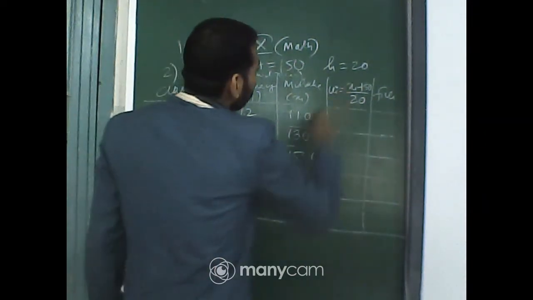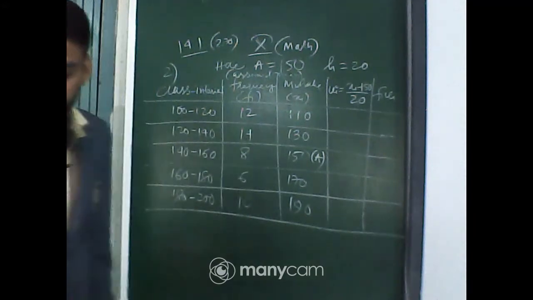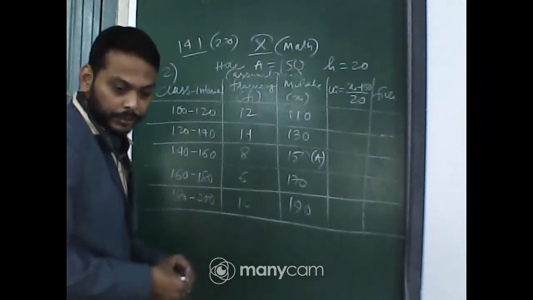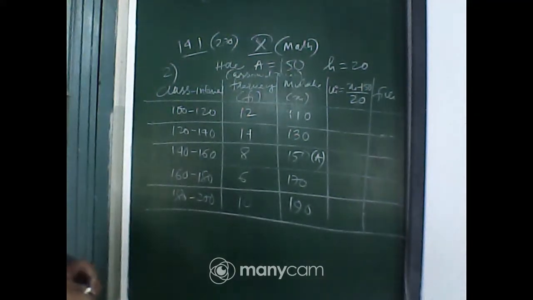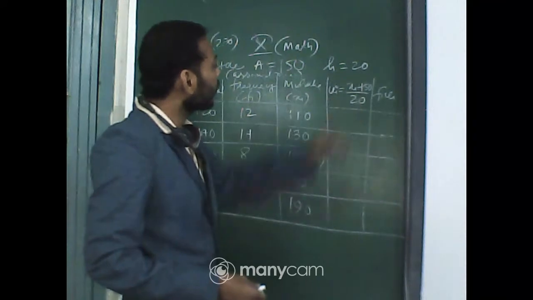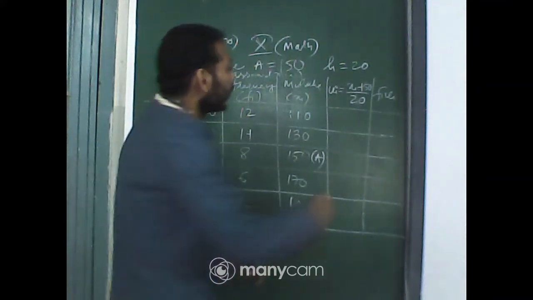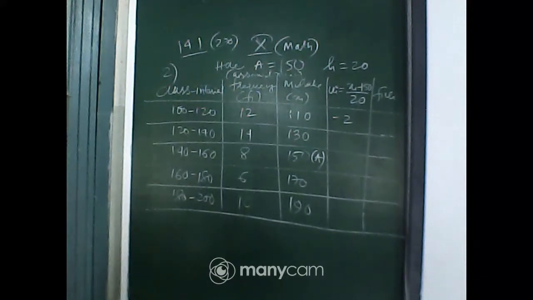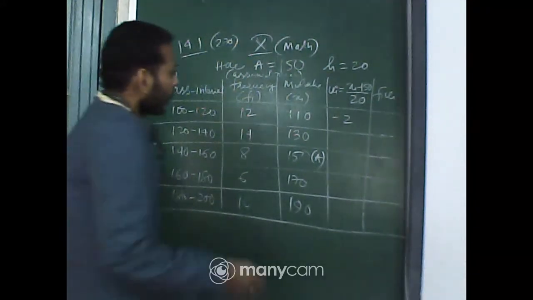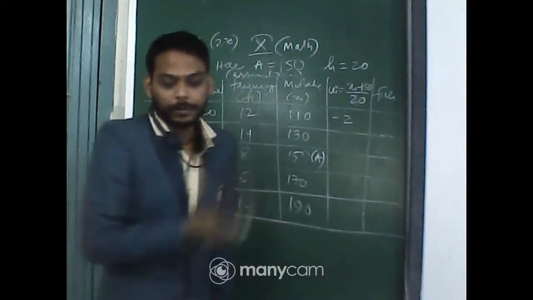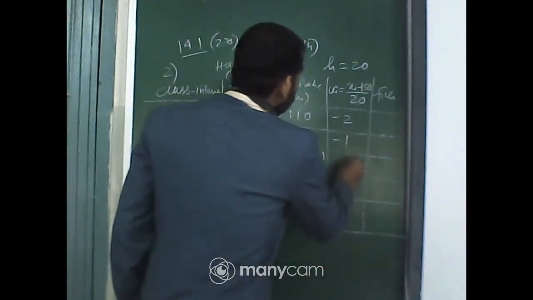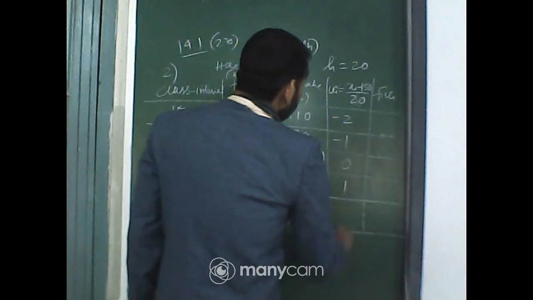110 minus 150 by 20. That means the first calculation: 110 minus 150, so minus 40 by 20, so minus 2. The next one, that's why the step deviation method has been used for easier calculation. Yes, minus 1, then 0, then 1, then 2.